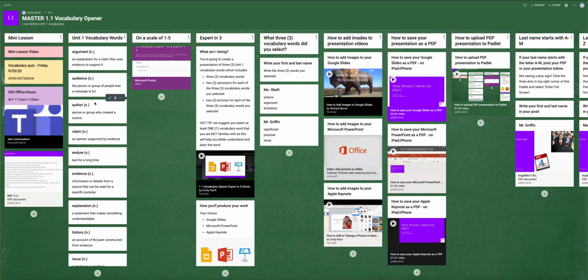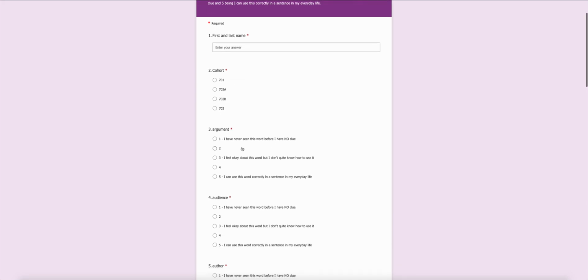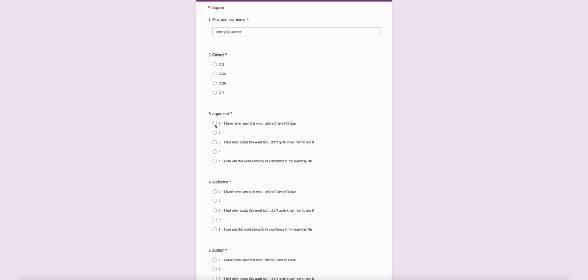And what we are asking you to do is to look at this Microsoft form, which goes through all 12 of the vocab words, and it has the same scale. 1 being, I have never seen this word before, I have no clue. Around 3, we feel okay about this word, but I don't quite know how to use it. And then 5 is, I can use this word correctly in a sentence in my everyday life.